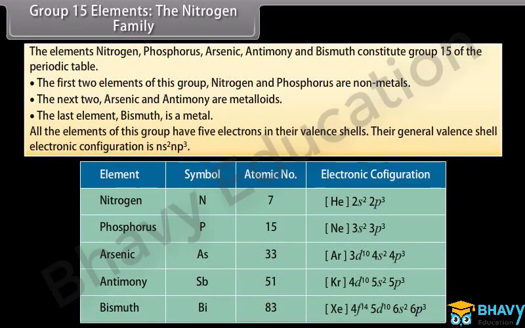All the elements of this group have 5 electrons in their valence shell. Their general valence shell electronic configuration is ns2, np3.